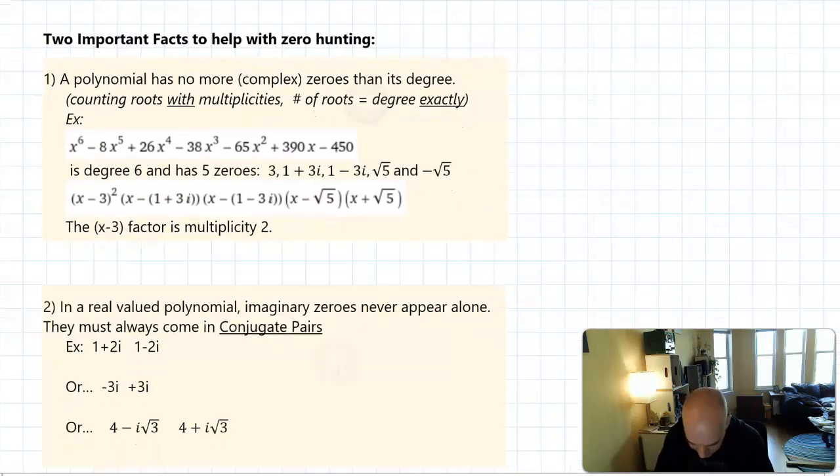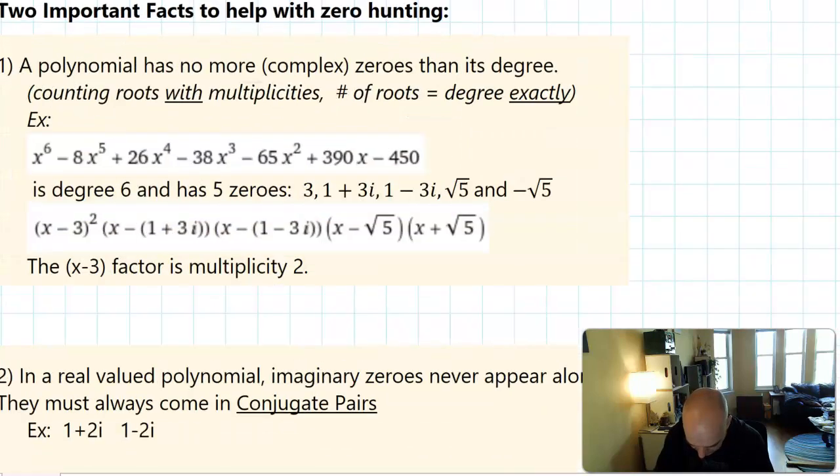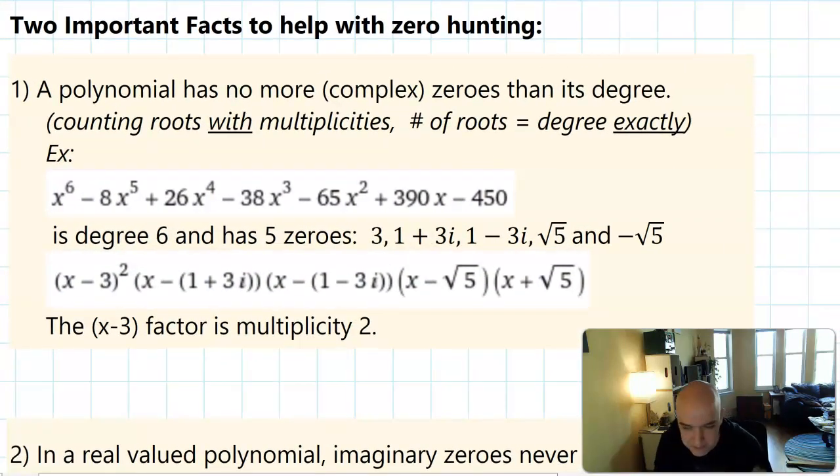Finally, here are 2 important math facts. Important math facts that help me when I'm doing zero hunting and when I think about these. So the first one is something called the fundamental theorem of algebra, or at least a version of it. And the theorem here says that a polynomial has no more complex zeros than its degree. The degree of the polynomial is a limit on the number of factors or zeros you can get. And if you think about reducing every time, that makes a lot of sense.